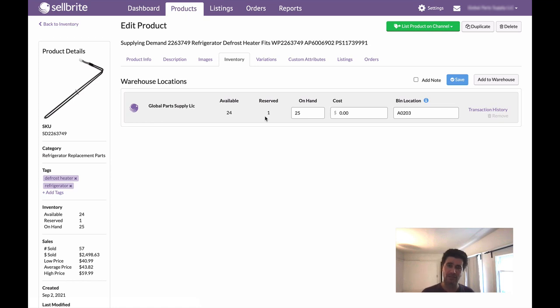And the answer is, if an order has yet to be shipped, you don't actually have to make any adjustments to your inventory because it hasn't actually left yet, right? It hasn't left that on-hand state.